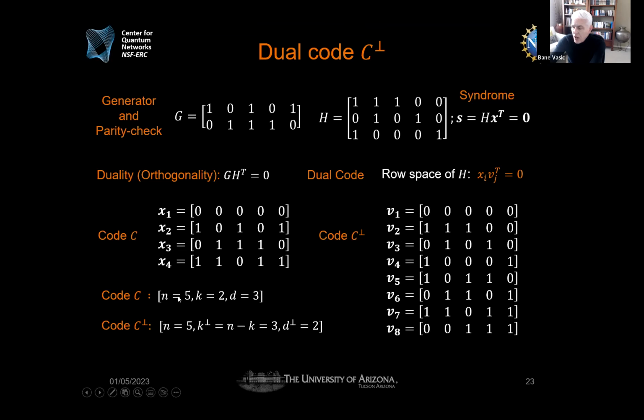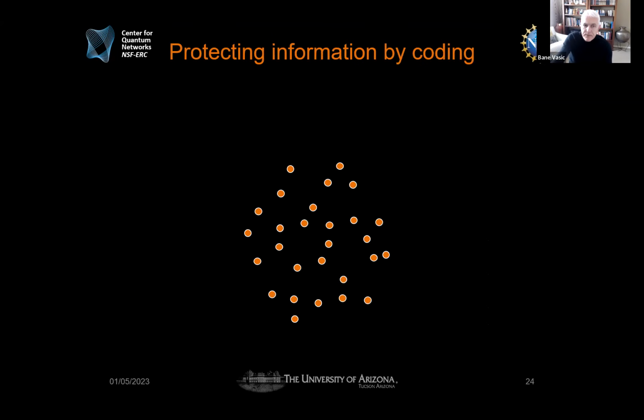So for our 5,2,3 code, we have a code that has 5 bits, and the dual code has n-k, 3 message bits, and by checking the distance between code words here, the distance is 2. So now, what is the connection? So far we understand how to protect information. We also have a description of how to simply correct errors.